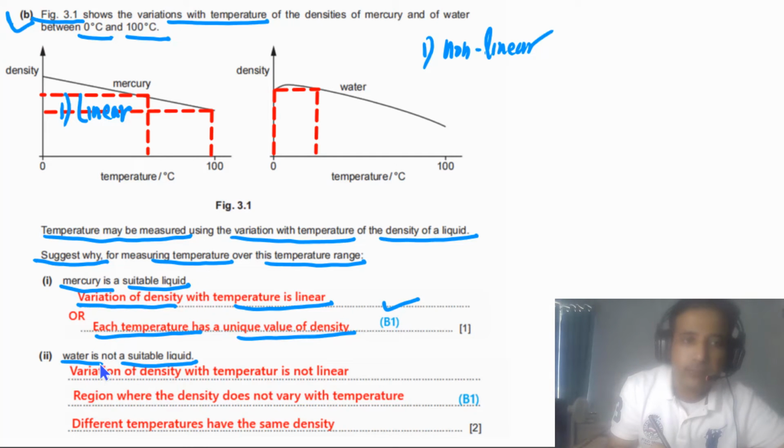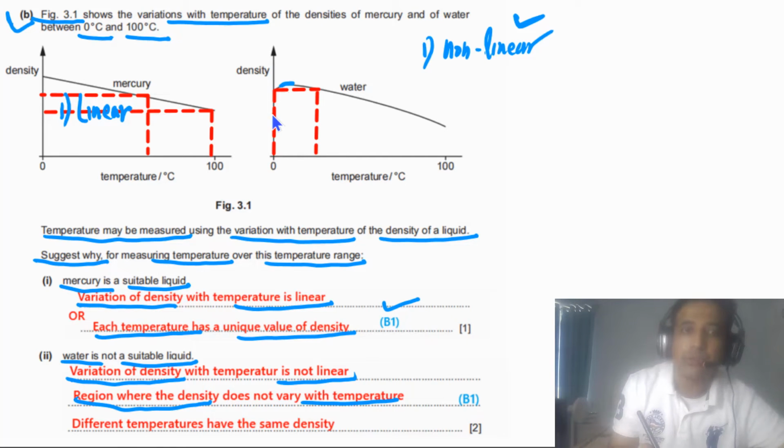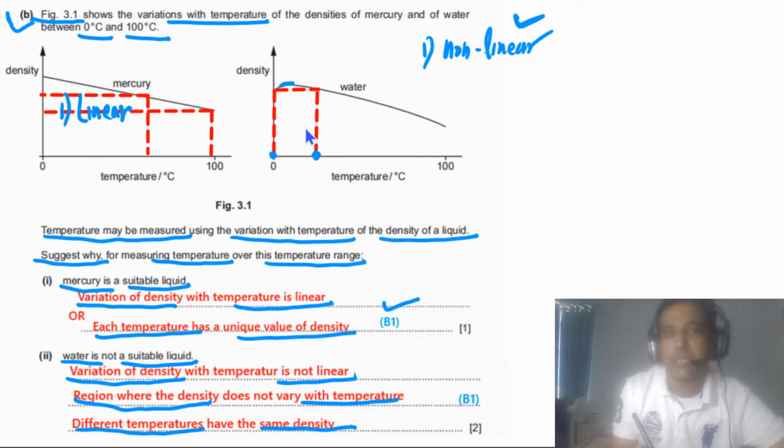And for the second one, water is not a suitable liquid, you can say variation of density with temperature is not linear, as we have mentioned here, it is non-linear. You can also talk about the region where the density does not vary with temperature, meaning at this point density does not vary too much with temperature. We can also say different temperatures have the same density, as we have mentioned at this point. We have one value of temperature here and another value of temperature at this point, but the density is the same. So that's the reason water is not a suitable liquid.